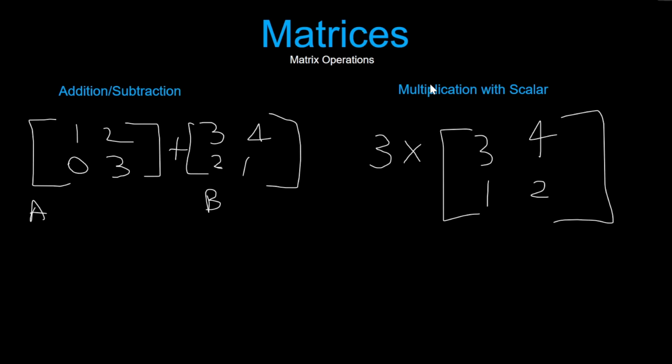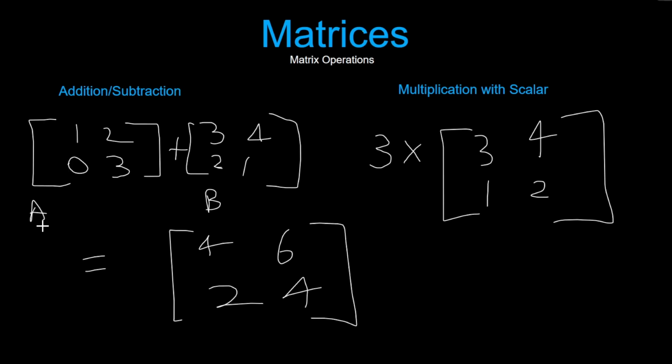Now let's talk about the basic matrix operations. For addition and subtraction, let's take these two matrices A and B. They must have the same dimensions. They must have the same number of rows and columns in order to perform addition or subtraction. So it's 2 by 2 and 2 by 2. The way addition or subtraction works is we just do the operation on the corresponding elements, like we did with vectors. So this would be 4, 6, 2, 4. This would be the resultant matrix.